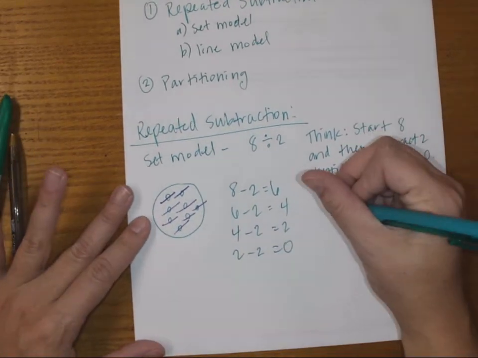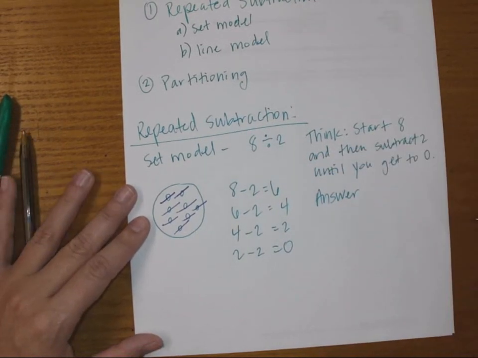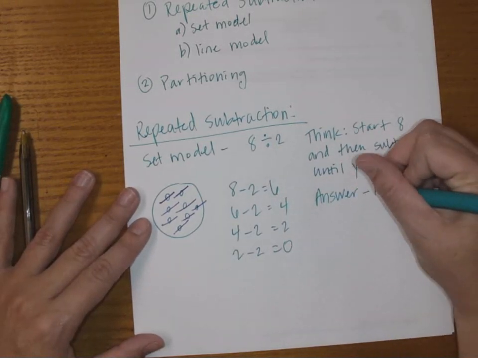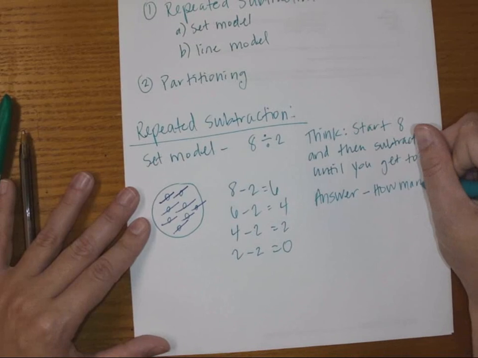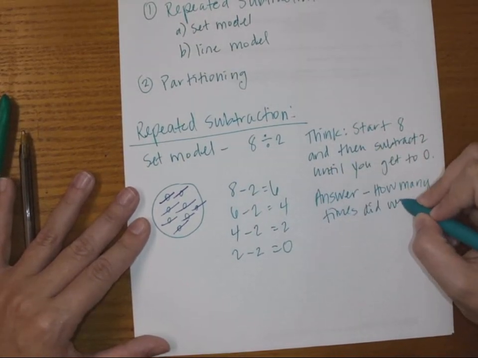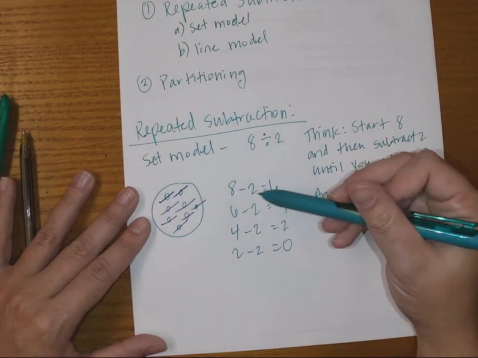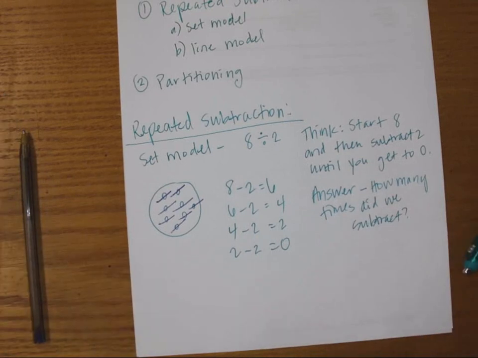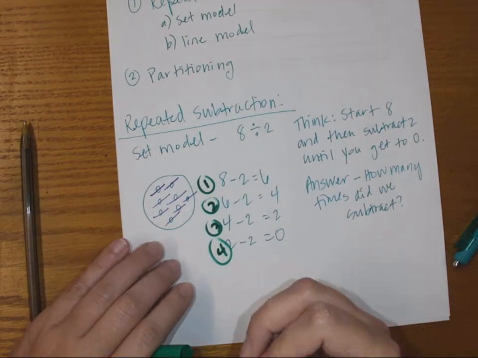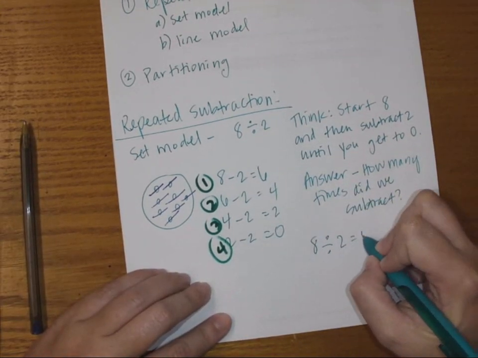So your answer is actually how many times you have to subtract 2 until you get to 0. So your answer is how many times did we subtract? And we subtracted 1, 2, 3, 4. So time number 1, 2, 3, 4. So your answer is 4. 8 divided by 2 equals 4.